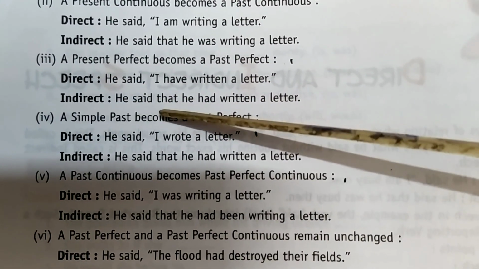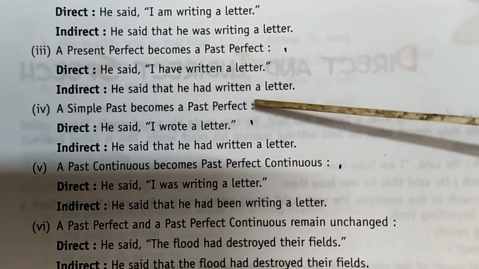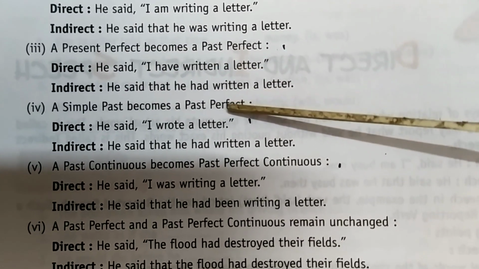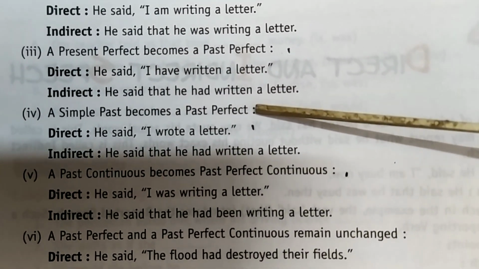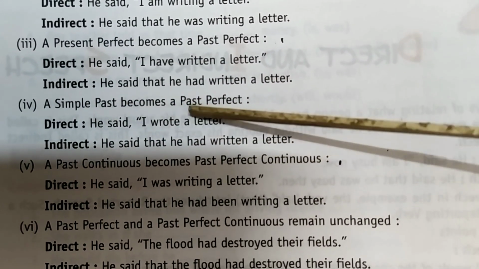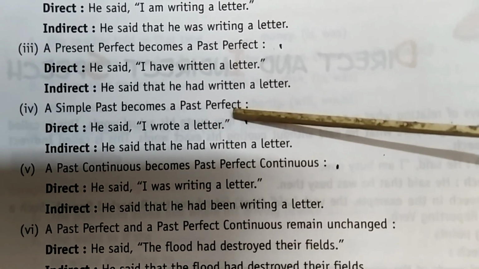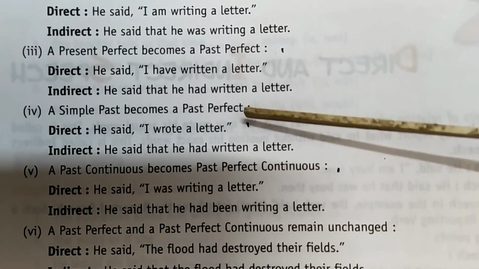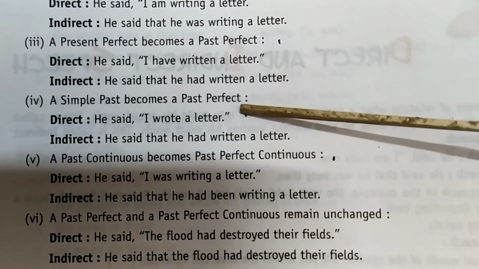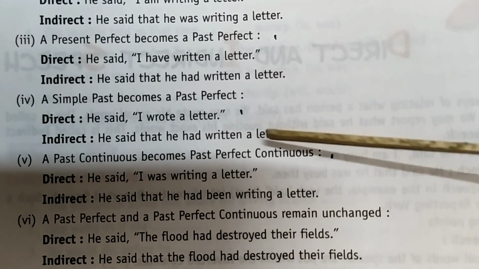Now, a simple past becomes a past perfect. Okay, so here you have one more choice. A simple past can also remain in simple past. For example, it says, he said, I wrote a letter. Here we just need to make necessary changes in pronoun. Okay, don't forget that we need to change pronouns always. He said that he had written a letter.